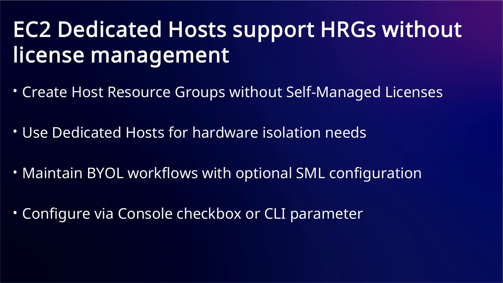Previously, you had to create self-managed licenses and associate AMIs through AWS License Manager before creating host resource groups for EC2 Dedicated Hosts. This added complexity for customers who needed dedicated hosts for hardware-level isolation rather than license management, particularly EC2 Mac instance users. You can now create host resource groups without this licensing step by unchecking the AMI restriction option in the EC2 console or setting the instance launch option parameter via CLI.